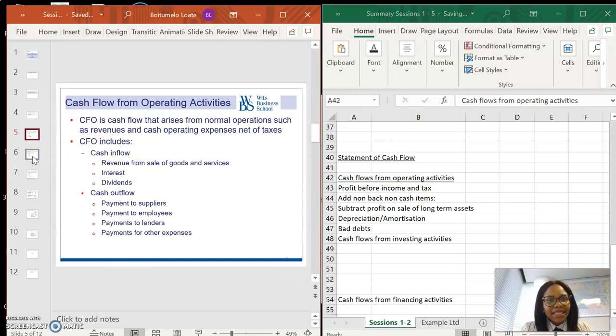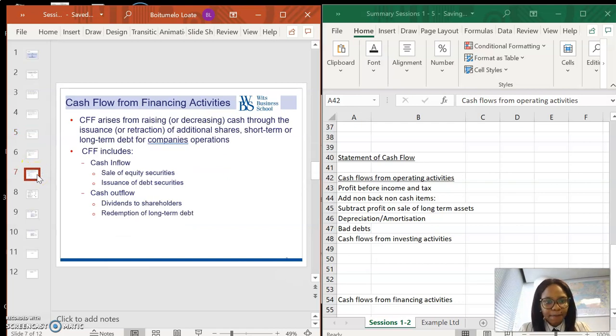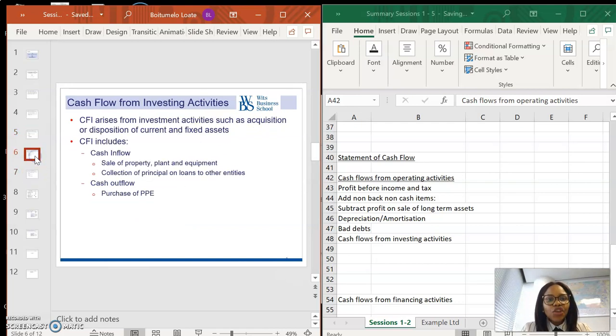The second aspect is your investing activities. Under your investing activities, this will include your long-term assets, so not your current assets. In your current assets, remember, you've got accounts receivable, inventory, and all these different current assets. That is excluded; that needs to be part of the operations of the business. But in your investing activities, we're looking at long-term assets.